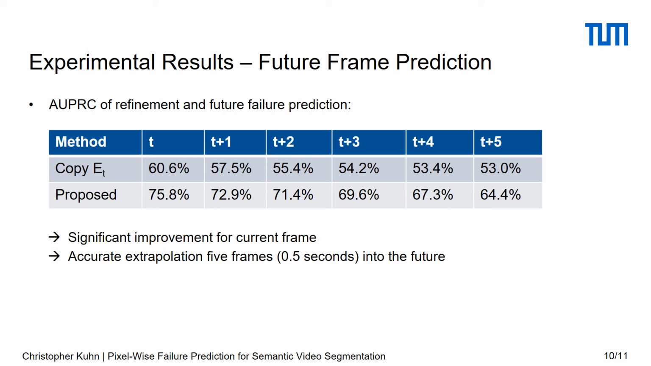Using the encoder-decoder architecture, we can see that for the current frame, just this additional step of refinement significantly improves the performance. Basically, the model is able to smooth out the failure predictions from those 4 frames to, again, significantly improve it. Then, when training with future frames, we can see that the model is capable of accurately extrapolating up to 5 frames into the future. For this, for each individual time step into the future, a new separate model is trained just to predict this one time frame. And here we can see that even half a second in the future, we still achieve 64% area under precision recall curve, showing that we are able to accurately extrapolate this far ahead.